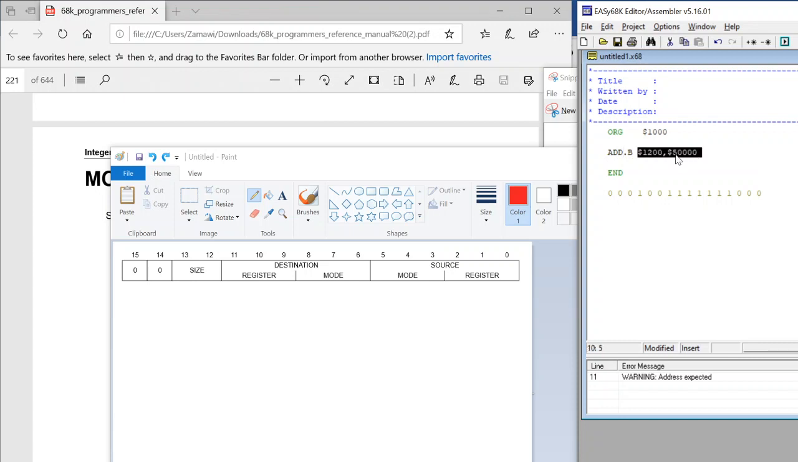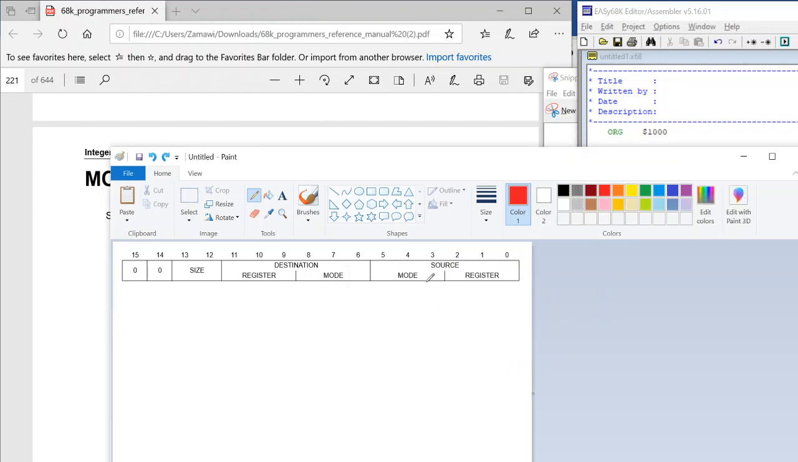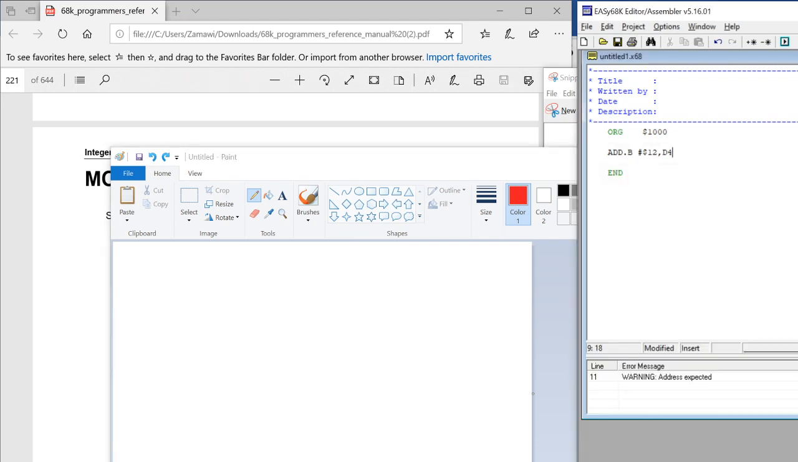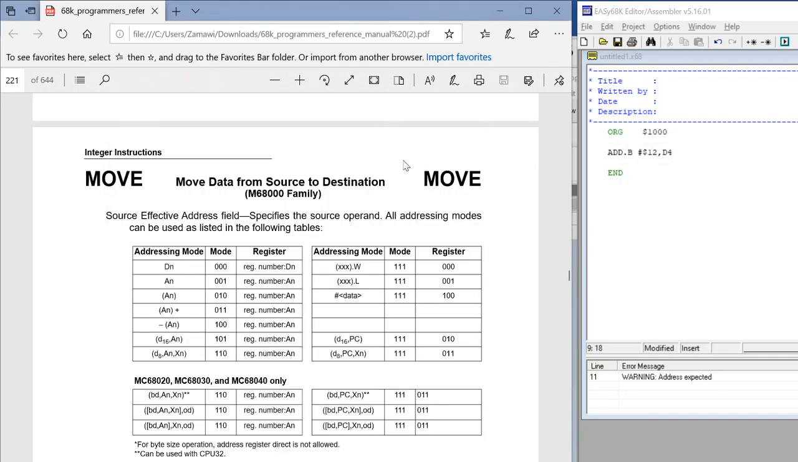Add.byte. Let's try a number. Hash number 12 to data register number 4. Right, so is there any problem with the execution? No problem. So for the add.byte, we have to go to the add, not to the move again. So we have to refer to the add instructions.